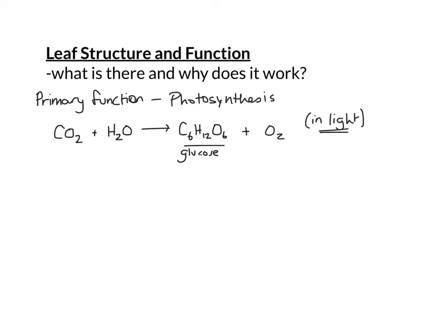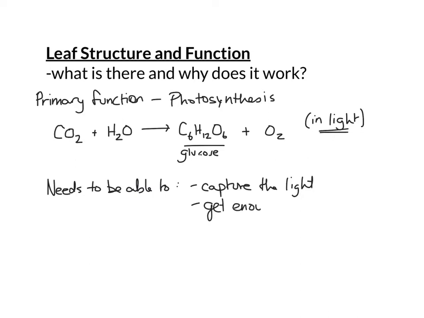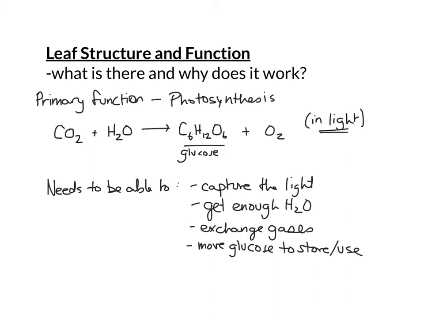And so when you're looking at a leaf, and if its primary function is photosynthesis, you want to have a leaf that is structured so that it can do this. So a leaf needs to be able to capture the light, okay? It needs to be able to get enough water, and it also needs to exchange gases. So it needs access to carbon dioxide and to release oxygen. And it also needs to move glucose to store it. To store and to use, actually, because you might be using it if it's growing, things like that.